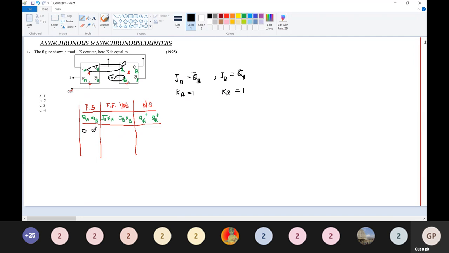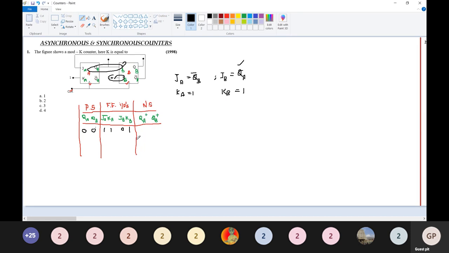So JA is equal to QB dash. QB dash is 0, so it is changed to 1. So JA is equal to 1. KA is equal to 1, K is given as 1 by default. JB is equal to QA. QA here is 0, and KB here is mentioned as 1. Okay, so now what is QA plus?